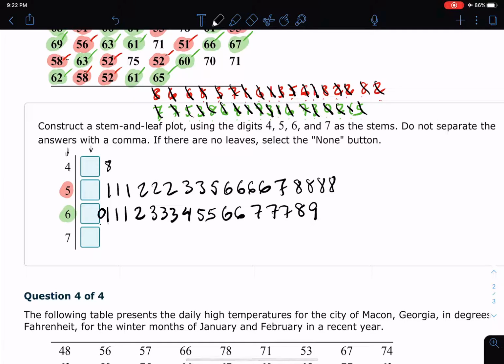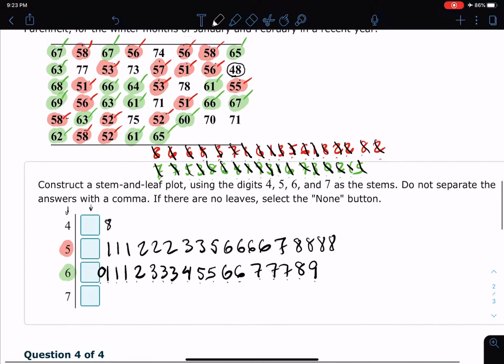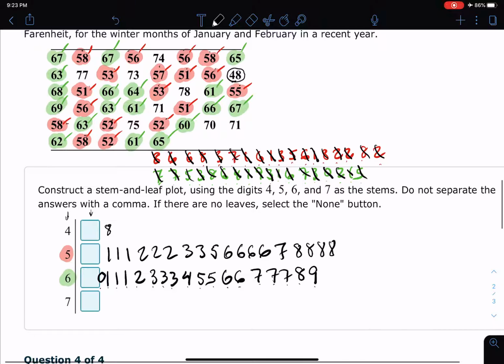Okay, 1, 2, 3, 4, 5, 6, 7, 8, 9, 10, 11, 12, 13, 14, 15, 16, 17, 18. I think I got it. 2, 3, 3, 3, 4, 5, 5, 6, 6, 7, 7, 7, 8, 9. Okay, good. And then we're down to our home stretch here. The remaining pieces should be only 7s.